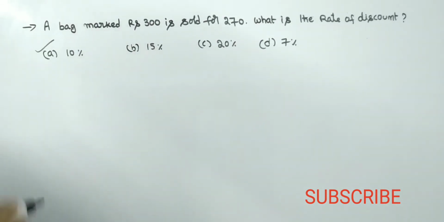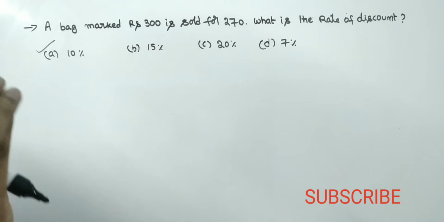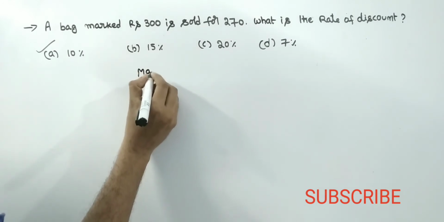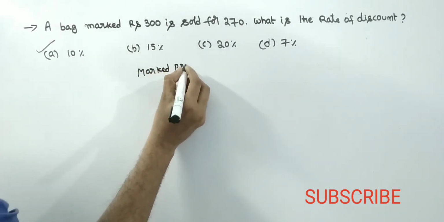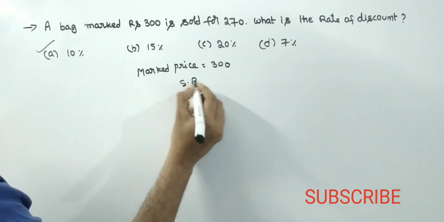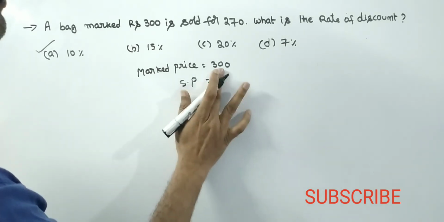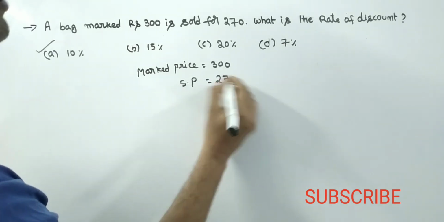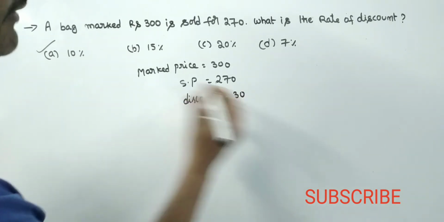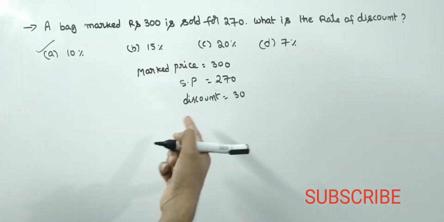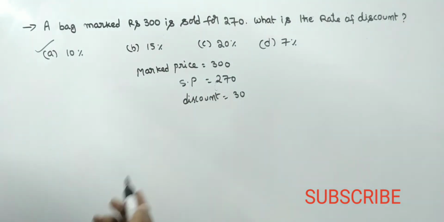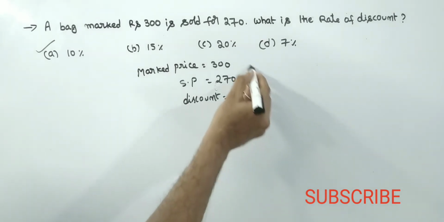Then answer is 10%. See, friends, if you know the percentages and if you understand the problem, then easily we will get the answer. What he has given? Market price is 300. Selling price is 270. Then discount, how much he has given? 30 rupees he has given discount. Then what he is asking? The rate of the discount, that means percentage of the discount. Then percentage of the discount, how we can calculate, on what amount, on marked price.